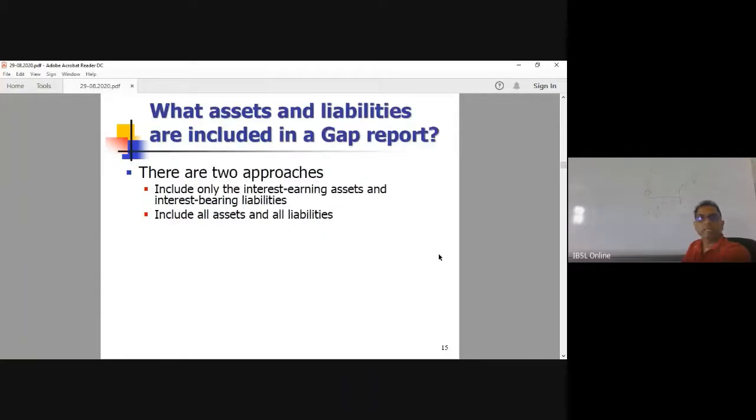So the question is, either you include only the interest-bearing assets and interest-bearing liabilities, or you include all assets and all liabilities. But the main thing to understand is there has to be consistency. Whichever way you go, assets and liabilities, you have to take the same approach throughout. You can't have the assets that are bearing interest but not the liabilities, or vice versa. It has to be consistent through the whole series of your gap that you take.